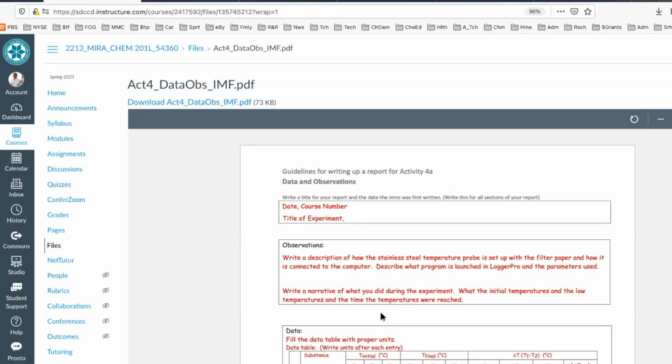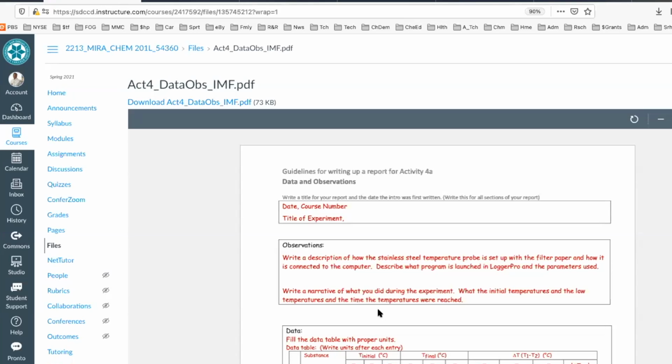Okay, write a narrative of what's going on during the procedure. That is, you're connecting this, you're allowing the temperature probe with the filter paper to be submerged into the different alcohol that's in a test tube.